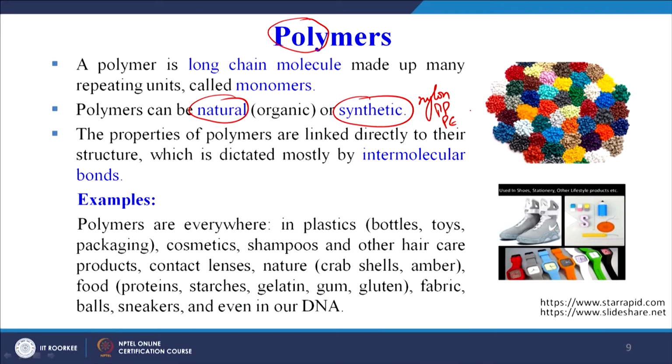So, polymers are everywhere: bottles, toys, packaging, cosmetics, other hair care products, contact lenses, and in nature also, crab shells, amber. In food also polymers are there: protein, starches, gelatin, gum, gluten, and then fabric, balls, sneakers, and even in our DNA. The spectacles that we are using, many times the frame will be made up of plastic because they are lightweight materials. So wherever weight is an issue, we will definitely propose the use of a plastic material.